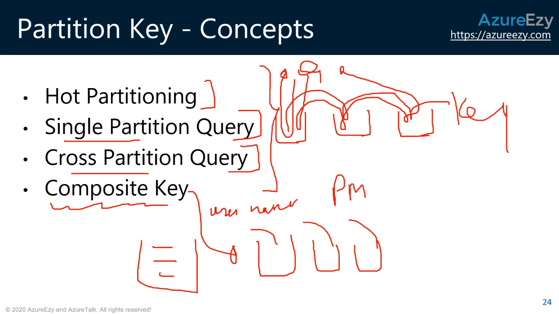So once again, the purpose of the composite key is that we are further trying to divide our data into different logical units, further shortening the size of logical units or logical partitions so that we would be inside the restriction limits of Cosmos.